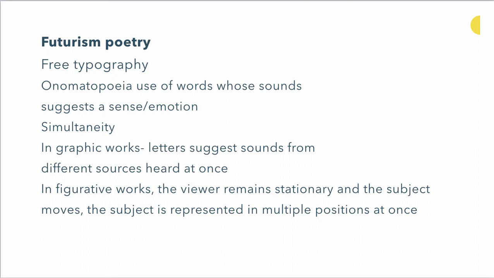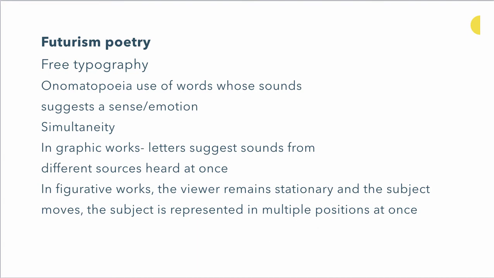So we see free typography, almost like it could be dropped from a 10-story building and fall randomly wherever it lands. Onomatopoeia, that's words that suggest a sense or an emotion. Simultaneity, in graphic works, letters suggest sounds from different sources heard at once, and in figurative works, the viewer remains stationary and the subject moves. So it's the opposite of cubism. The subject is represented in multiple positions at once.